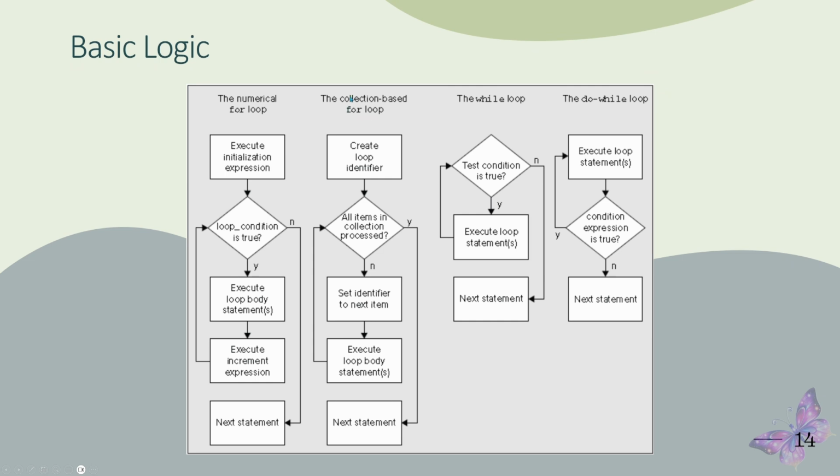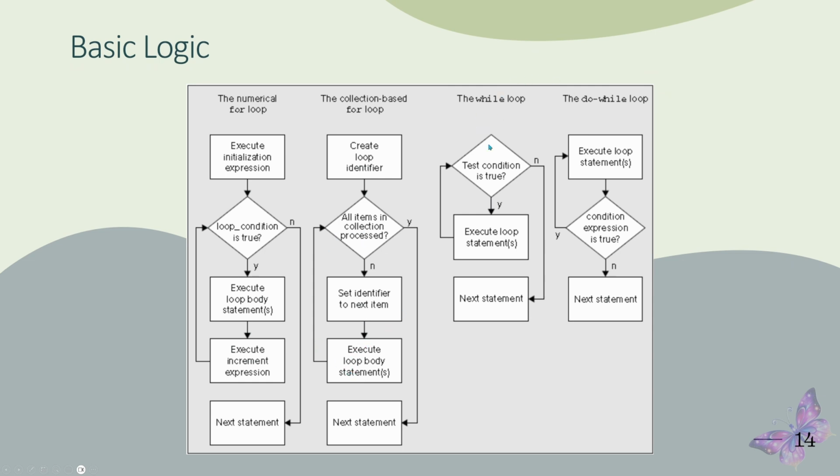Same as the collection-based loop: create the loop identifier, then check whether all items in the collection are processed. If it's true, then go to the next statement. If it's not processed, then set the identifier to the next item, execute the loop body statement, then again it will go through until all items are processed.